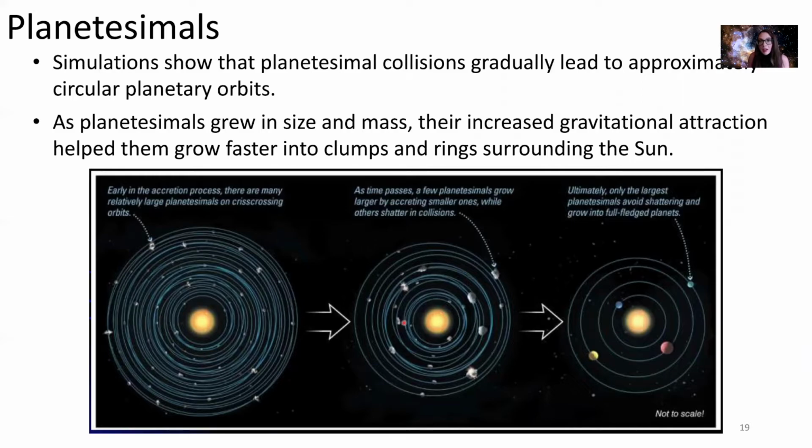And so we can grow our planets by accreting smaller planetesimals onto the larger planetesimals, while collisions between very large planetesimals could cause those objects to shatter and break apart into smaller pieces. But if you have a large planetesimal in a collision with a smaller planetesimal, that smaller planetesimal colliding with that much larger planetesimal probably wouldn't shatter the larger one, and then you can start kind of growing like a snowball again. So ultimately, only the largest planetesimals were able to avoid collisions that caused them to shatter, and were able to grow into our fully fledged adult planets.